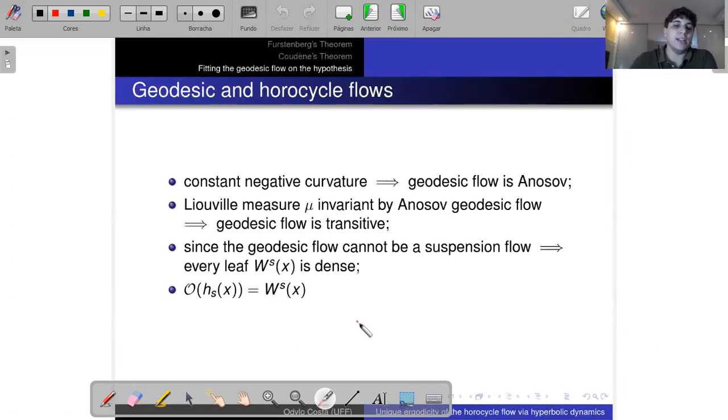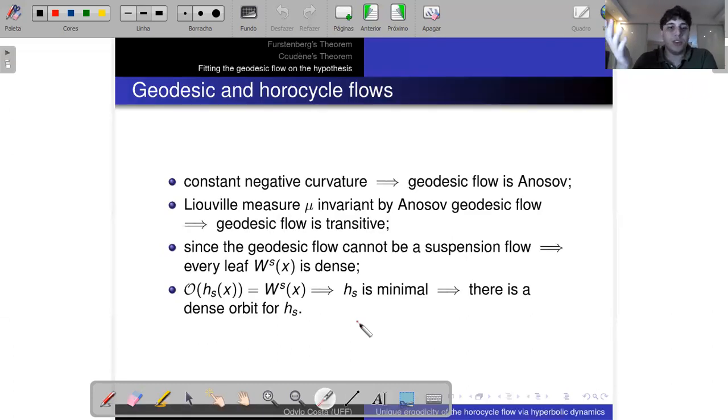But through a point x, the orbit of the horocycle flow coincides with the leaf through x of the stable foliation. This leaf being dense, we have that the horocycle flow is minimal, and in particular, there is a dense orbit. So from Coudène's theorem, we get that the horocycle flow is indeed uniquely ergodic on the unit tangent bundle, and we regain Furstenberg's theorem.